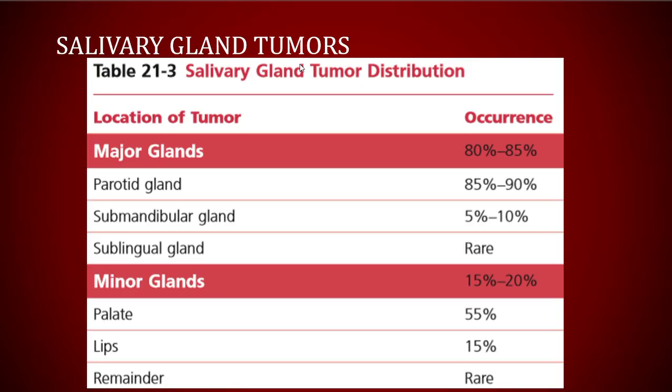Now for the tumors, the most common tumors happen in the parotid gland. About 85 to 90% of tumors appear in the parotid gland. In the submandibular, about 5 to 10%. In the sublingual, rare. Usually, major salivary glands have benign tumors, not all the time, but it's the most common. And in minor salivary glands, usually it's malignant. In the palate, nearly 55%.